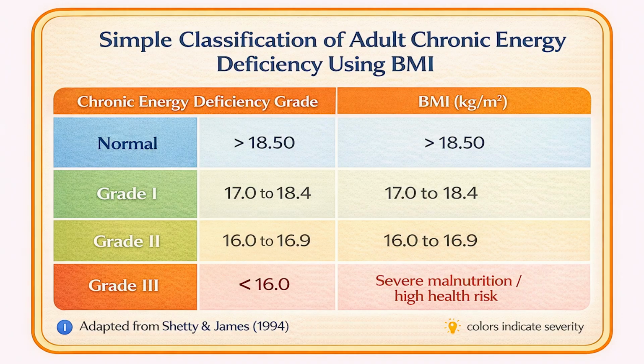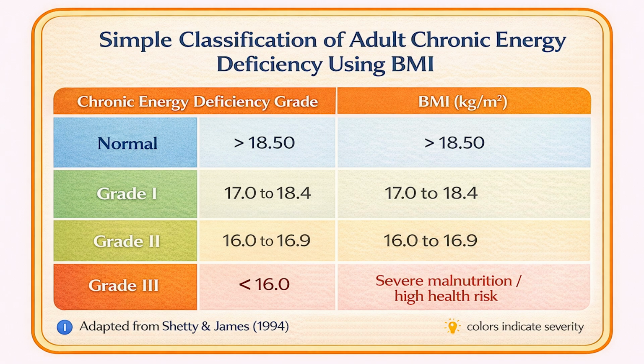So, if you see the simple classification of adult chronic energy deficiency using BMI, the chronic energy deficiency grade and BMI in kg per meter square: for a normal individual, the BMI should be above 18.5 kg per meter square, grade 1 is 17 to 18.4, grade 2 is 16 to 16.9 and grade 3 is less than 16.